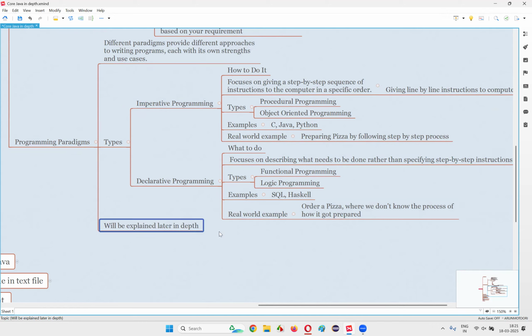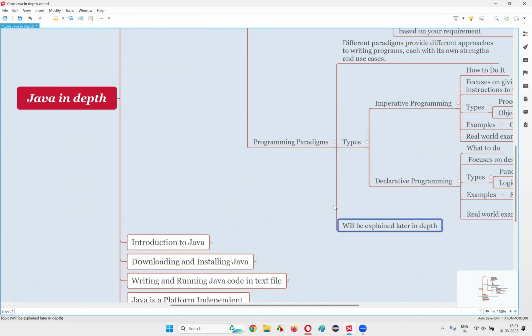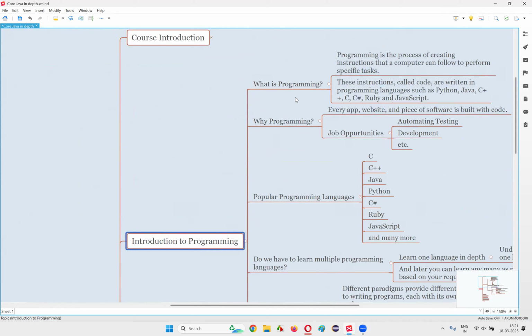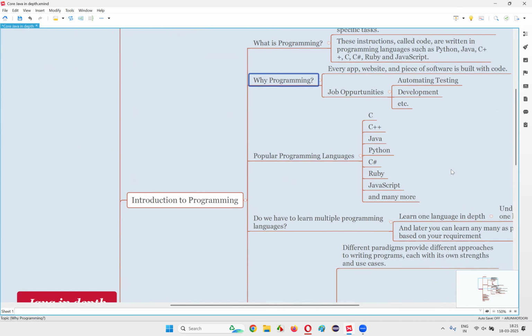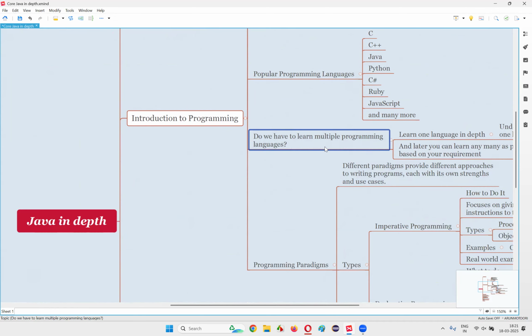And this topic, as I already mentioned, I'm not going to cover in depth, guys. It's a very big topic. I cannot cover that in depth here. This is not the right time. Since it is a theoretical topic, I hope you have learned something new, such as what is programming, why programming, popular programming languages, and whether we have to learn multiple programming languages or programming paradigms.